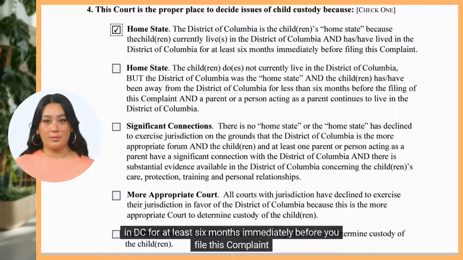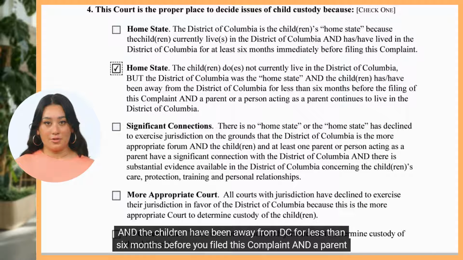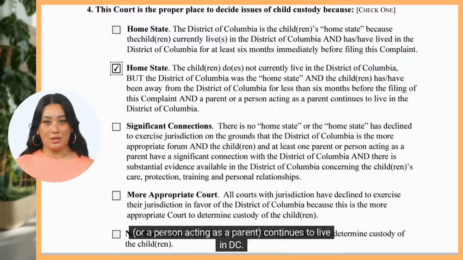For at least 6 months immediately before you file this complaint. You will check the second box if the children do not currently live in D.C., but D.C. was their home state, and the children have been away from D.C. for less than 6 months before you filed this complaint, and a parent, or a person acting as a parent, continues to live in D.C.